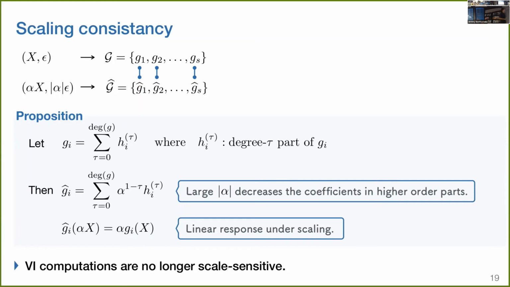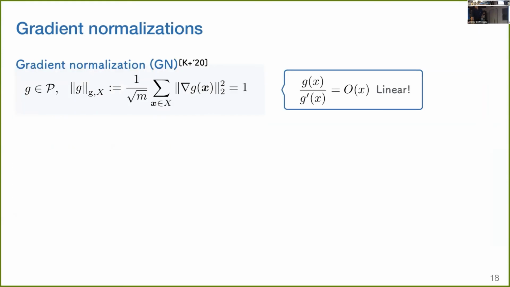That is, if we represent GI as a linear combination of HI tau, which is the degree tau part of GI, then GI hat can be represented in this form. So this is the symbolic relation. And as for the numerical relation, we have this: GI hat of alpha x equals alpha times GI of x. So it looks like a linear relationship. This is what I meant by linear behavior at this point.